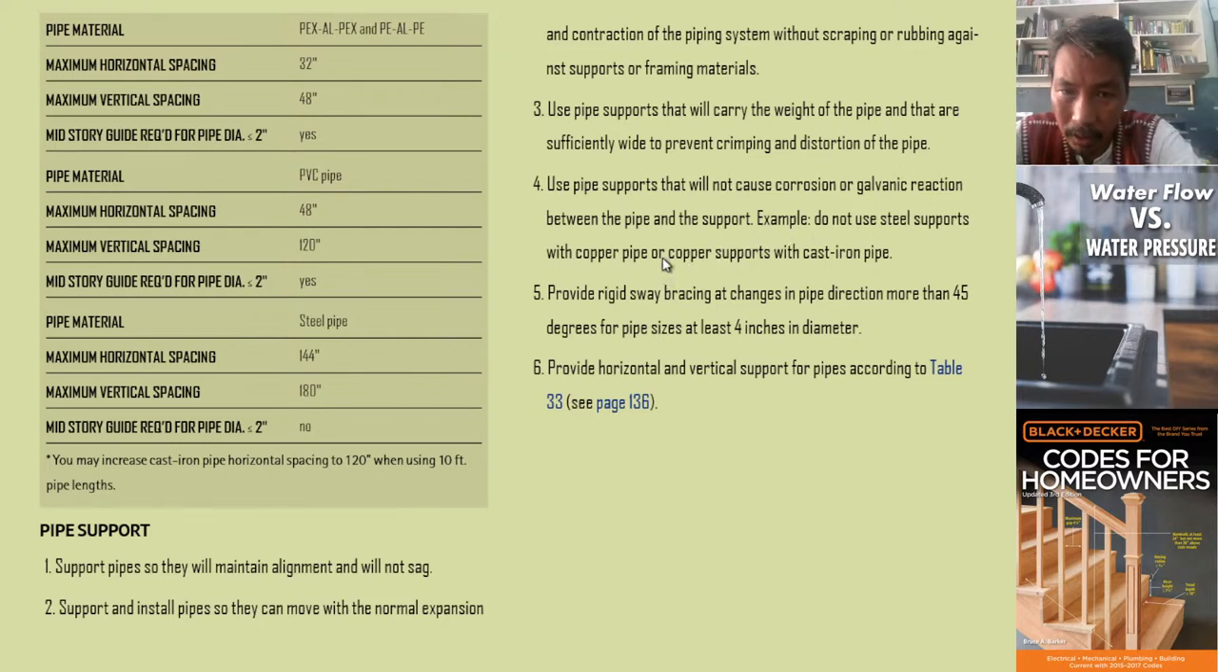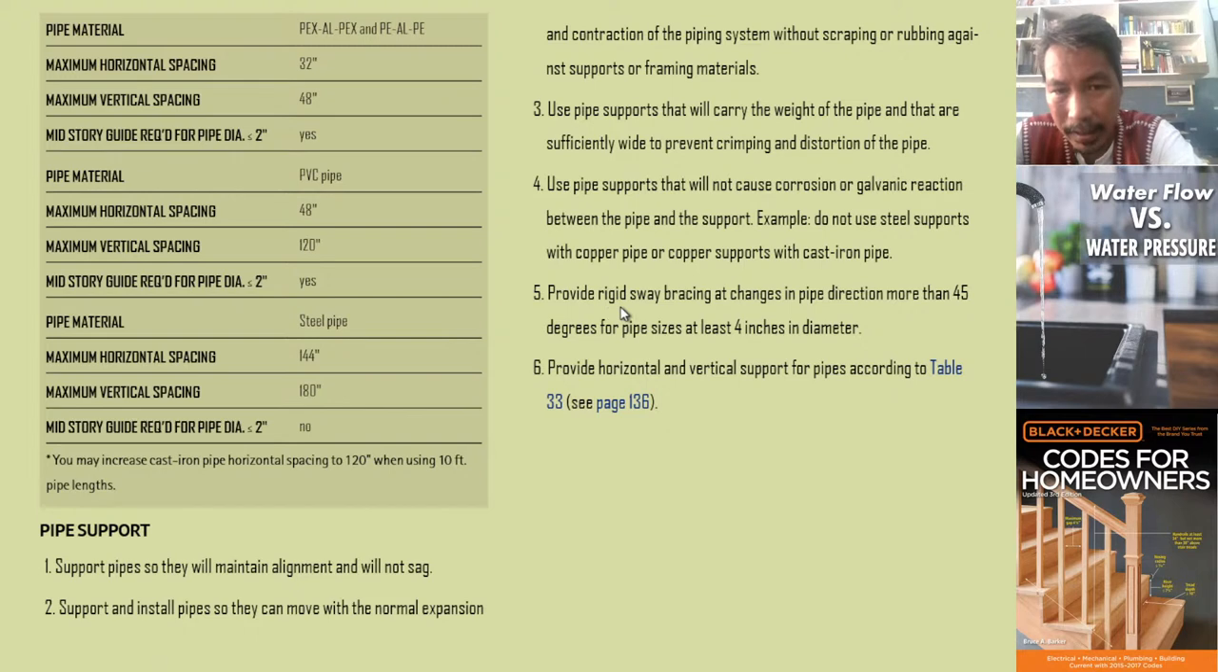Or copper supports with cast iron pipe. They will react. So these two are very important: cast iron and copper, and steel and copper. Copper would react, so therefore copper piping is a delicate material, so you need same type of material.